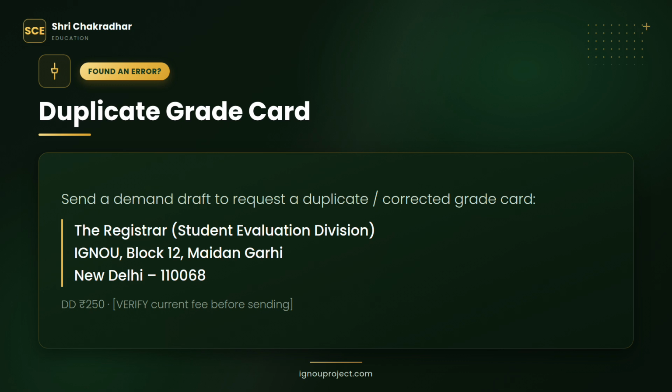A few practical situations worth knowing. If you find a genuine error in your grade card, you can request a duplicate or corrected grade card by sending a demand draft of 250 rupees to the Registrar, Student Evaluation Division, at IGNOU, Maidan Garhi, New Delhi, 110068. Please verify the current fee before you send anything.